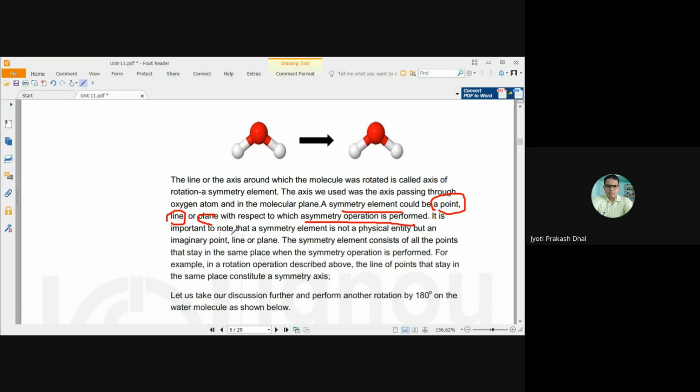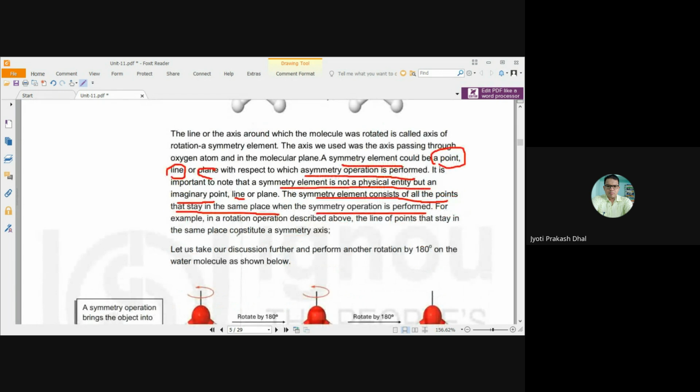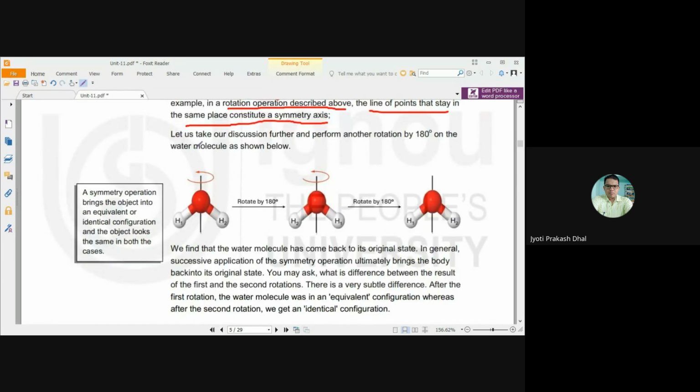It is important to know that a symmetry element is not a physical entity but an imaginary point, line or plane. The symmetry element consists of all the points that stay in the same place when the symmetry operation is performed. For example, in the rotation operation described above, the line of points that stay in the same place constitutes one symmetry axis. Let us take our discussion further and perform another rotation by 180 degrees.